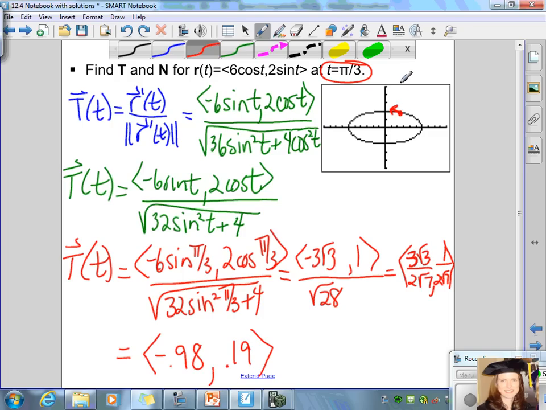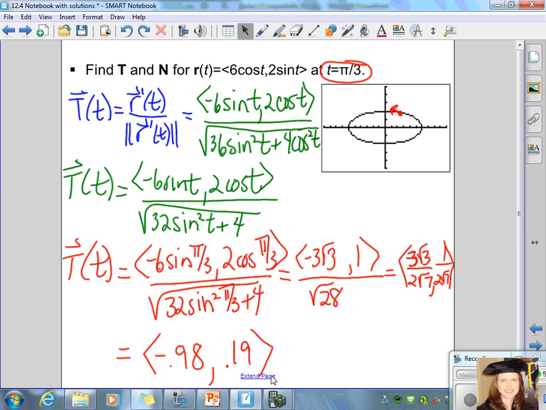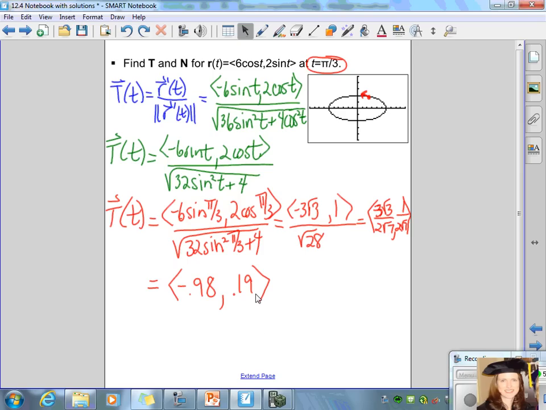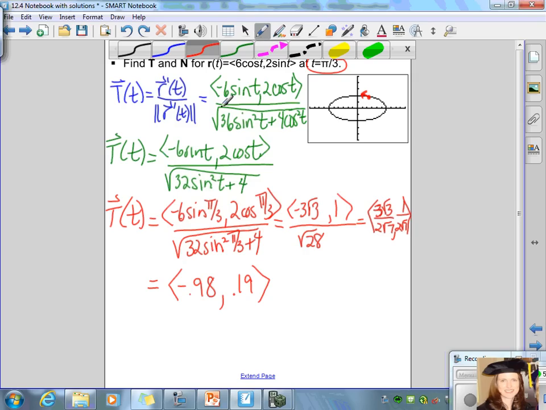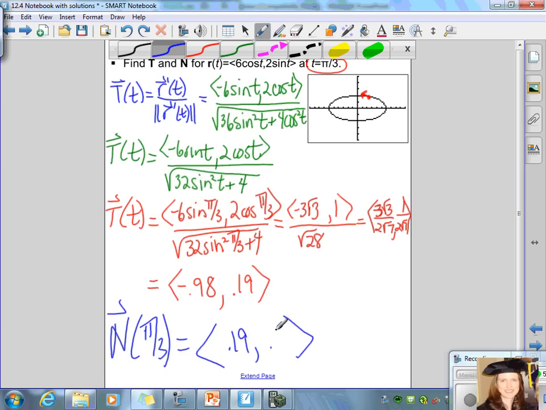Now to use the graphical shortcut to find the principal unit normal vector, we need to reverse the order of the components and then determine which of the components would have the opposite sign. So our unit tangent vector is given here, and then using the shortcut at the time pi over 3, we're going to reverse the order of the components. So one is going to be 0.19, the other one's going to be 0.98, but we're going to make one the opposite sign. Going back to the graph, it should point towards the concave side of the curve.